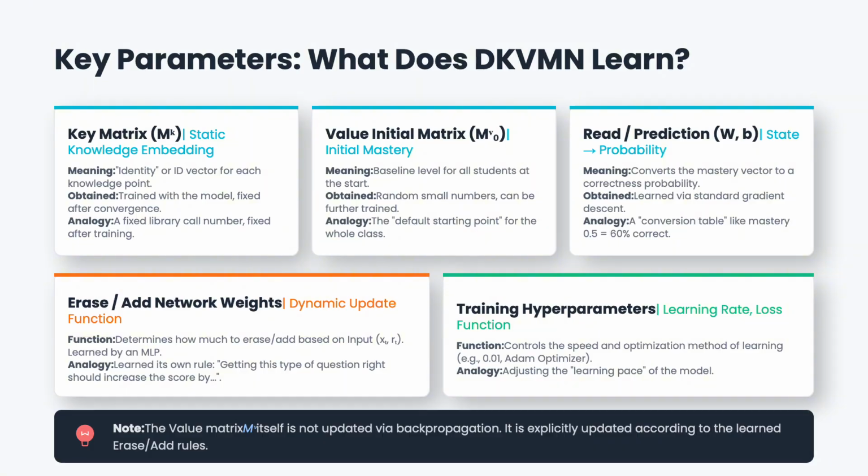Of course, there are also some hyperparameters we need to set manually, such as how big the notebook should be, memory size, how fast to learn, learning rate, and so on. There's a very important detail I need everyone to note. The content page, value matrix itself, is not updated through backpropagation. What the model learns is how to initialize it and how to use the eraser and pencil to update it. This is a very clever design.